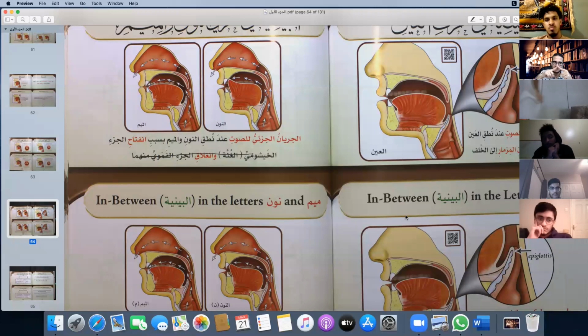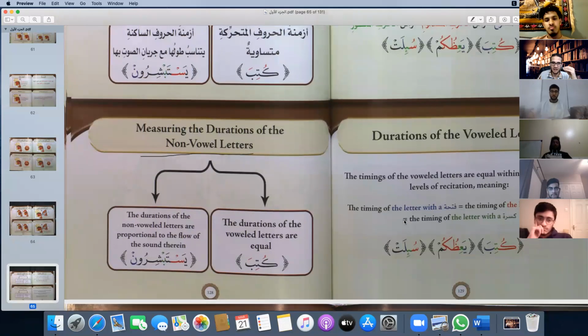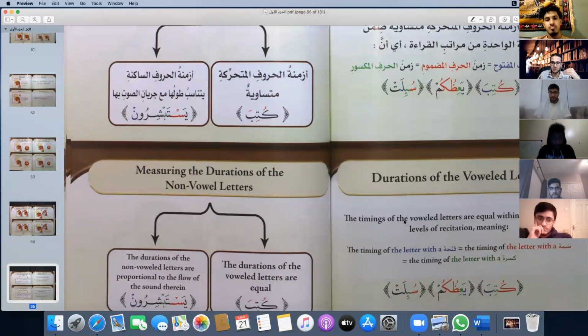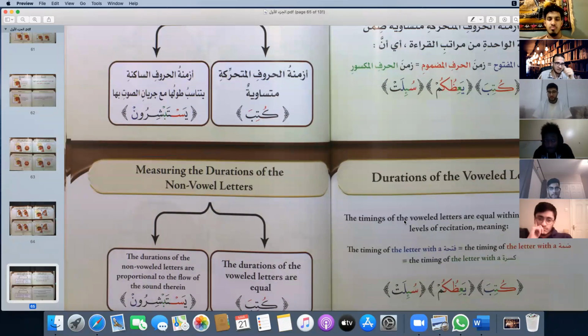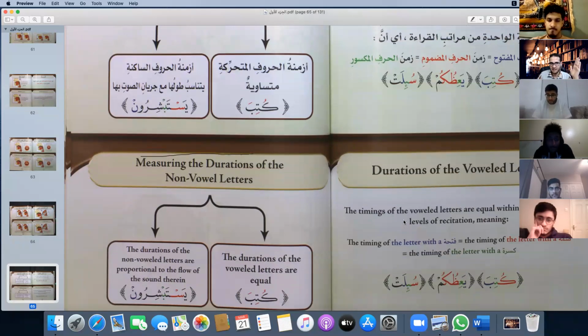The second longest letters are the in-between, and the shortest letters in the state of sukoon are the strong letters. Now we are going to explain that. But before that, we have to emphasize that we have voweled letters and non-vowel letters. Do you remember that? What are the vowel letters, Mash?